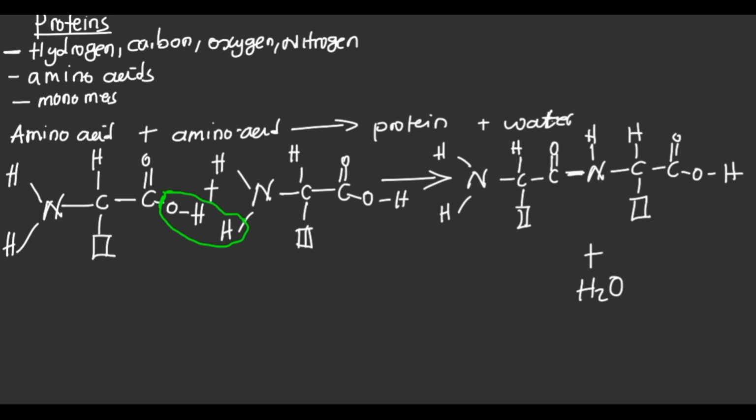Now let's look at the linkage. The linkage is anything in between these two parts here. So the linkage is this one, the one I have circled in green. We can see that this is what we call an amide linkage. Now the formula for the amide linkage is NHCO.